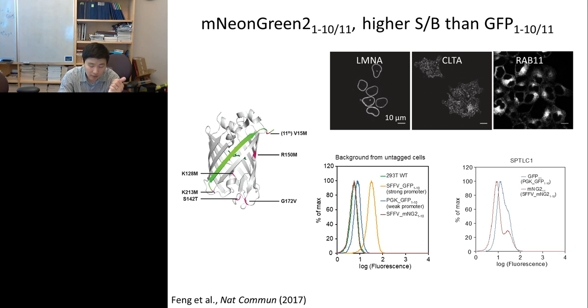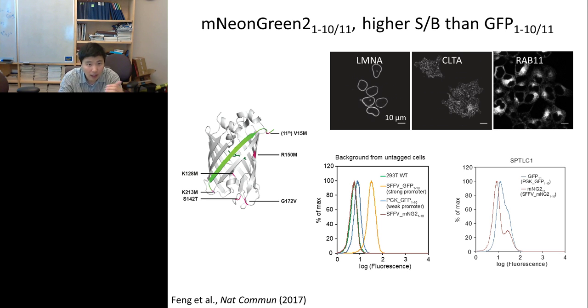The other benefit is, well, we had not realized this issue until we really looked at the data very carefully, that for whatever reason, cells expressing GFP1-10 have a higher fluorescent background compared to cells not expressing anything.